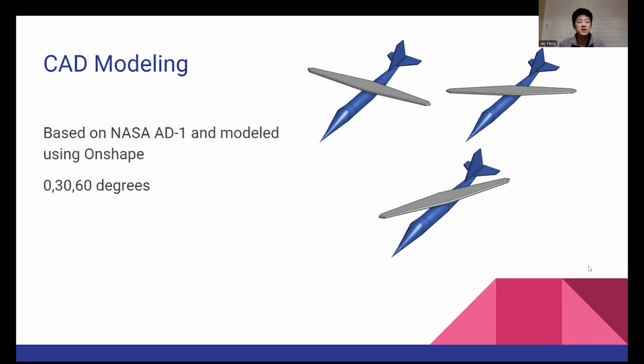So then to test the oblique wing, I used Onshape to do CAD modeling, and I based my models off the NASA 81. And I did three configurations. I did one where there was no rotation, at 0 degrees, and then another at 30 degrees, and lastly, another one at 60 degrees.